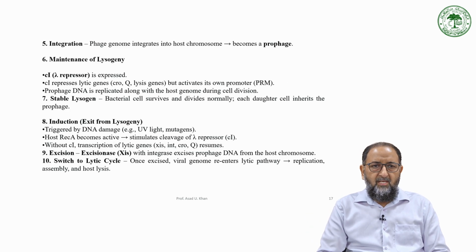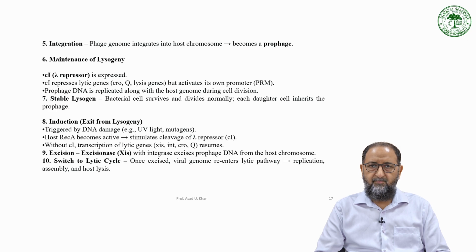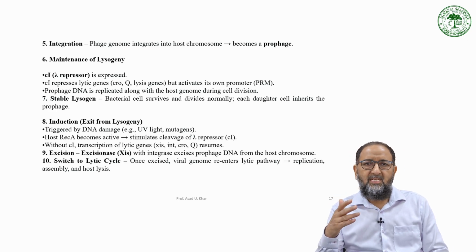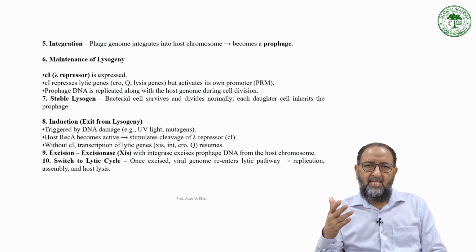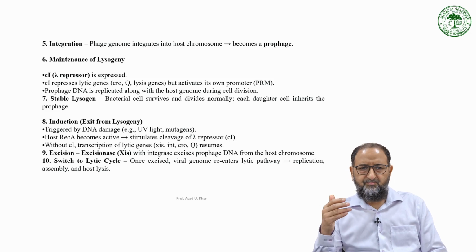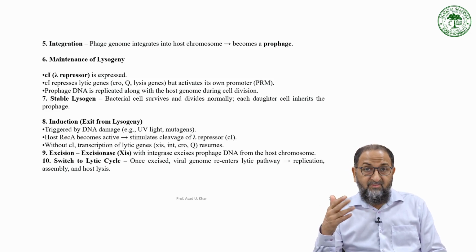Let's see. C1 is what we call the lambda repressor protein. When C1 is expressed, it suppresses the lytic genes, that is CRO, Q or lysis genes. So these lytic genes are suppressed by the C1 repressor, but it activates its own promoter, which we call PRM.